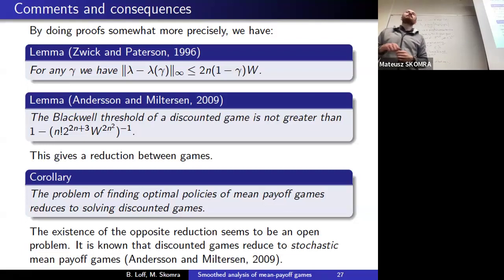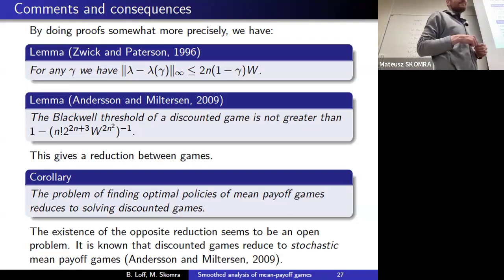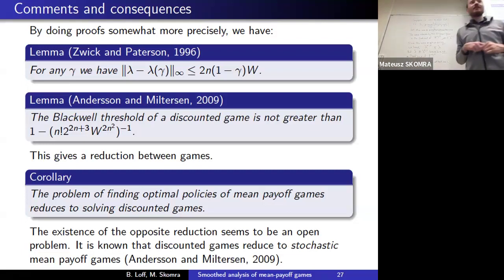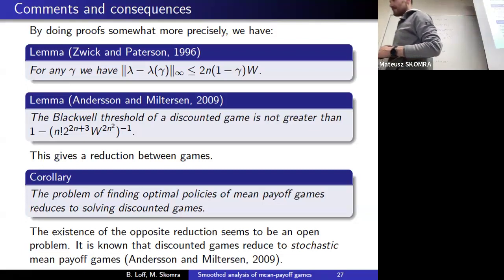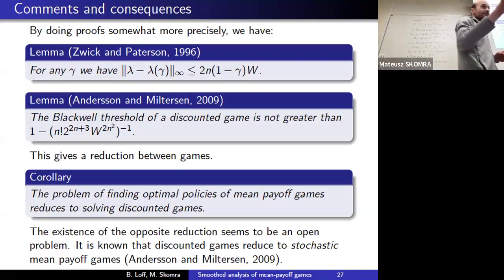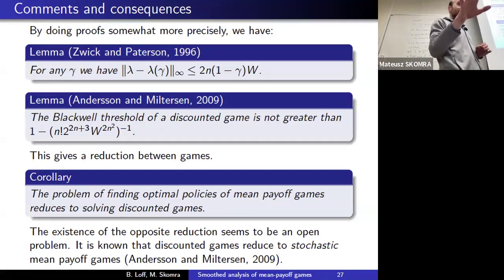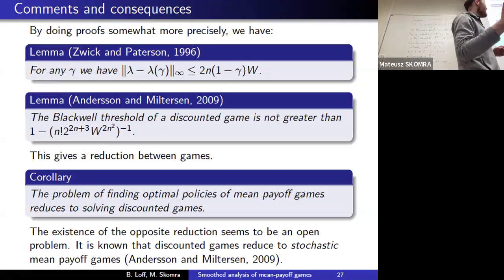Blackwell optimal. No, but that's because Blackwell optimal. Yeah, Blackwell optimal. But if you just want optimal, then that's not the case. If you just want optimal, then the bound is just n cubed times W. But if you want Blackwell optimal, then it has to be 2 to the n times W.